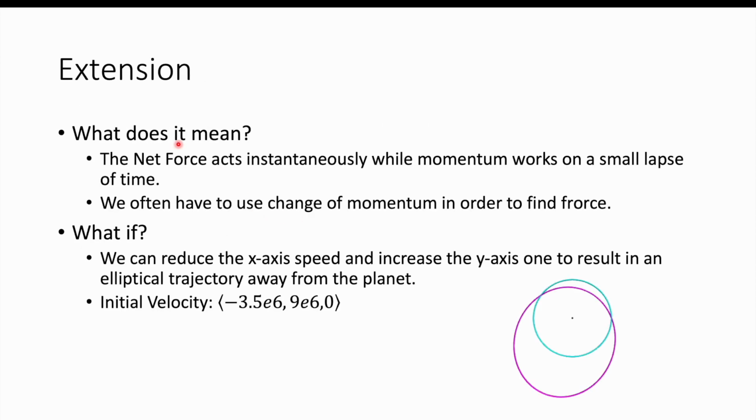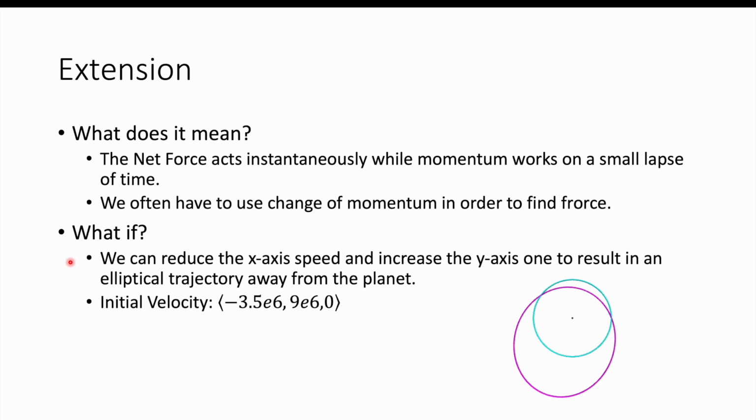So as an extension, what does it mean? The difference between the parallel and perpendicular components of the net force and the change in momentum. Well, the net force acts instantaneously at all points. The change in momentum over time does also the same thing, but there's always a slight lapse of time between those two values, and in a perfectly circular motion, it does create discrepancies. And also, it's usually way easier to use a change of momentum in order to find the force than vice versa.